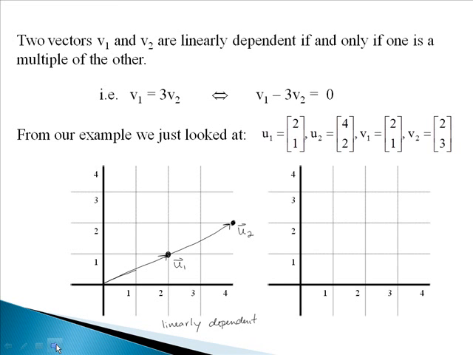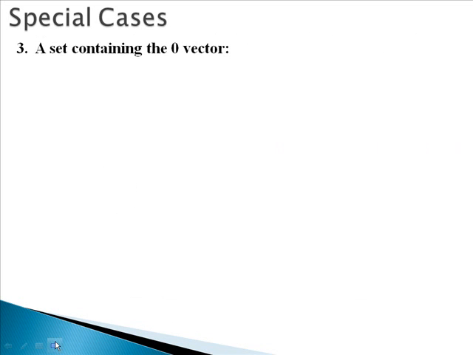Now we look at v1 and v2, and v1 was at 2, 1. And then v2 was at 2, 3, which is up here. And so we see that these are not in a straight line. They are not multiples of each other, and so they are linearly independent.